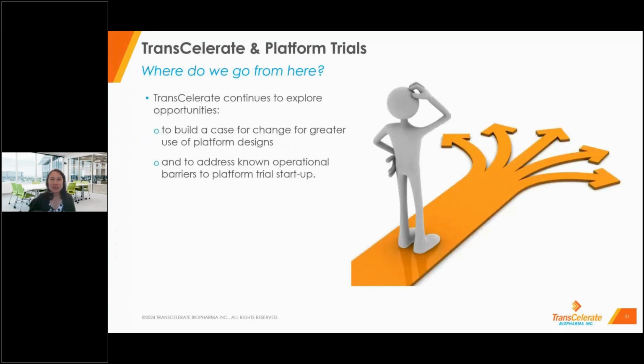So what's next for TransCelerate in the space of platform trials? TransCelerate continues to explore opportunities to enable the greater use of platform trial designs and also ways to address platform trial related operational barriers. And with that, I think we can turn it over to the Q&A session.